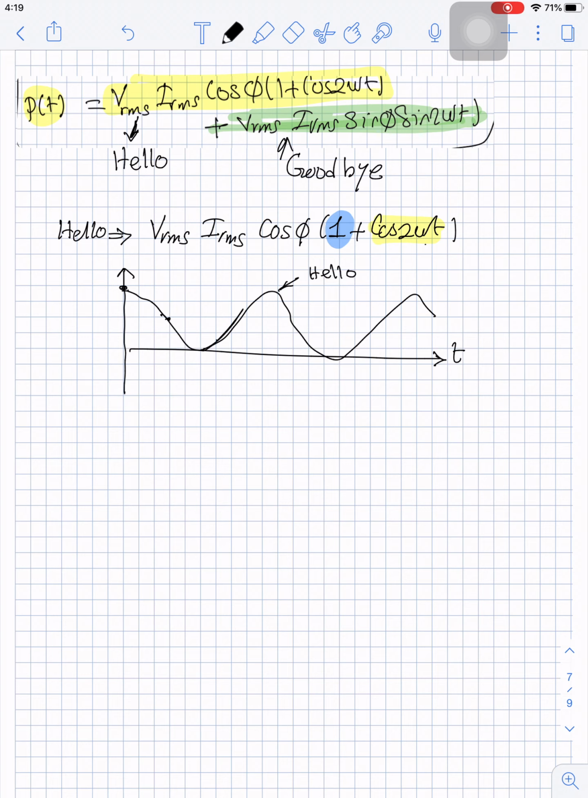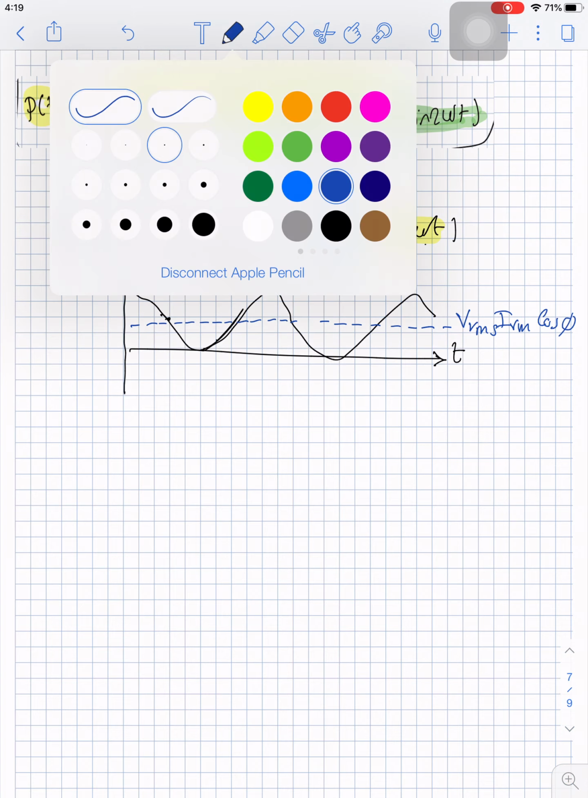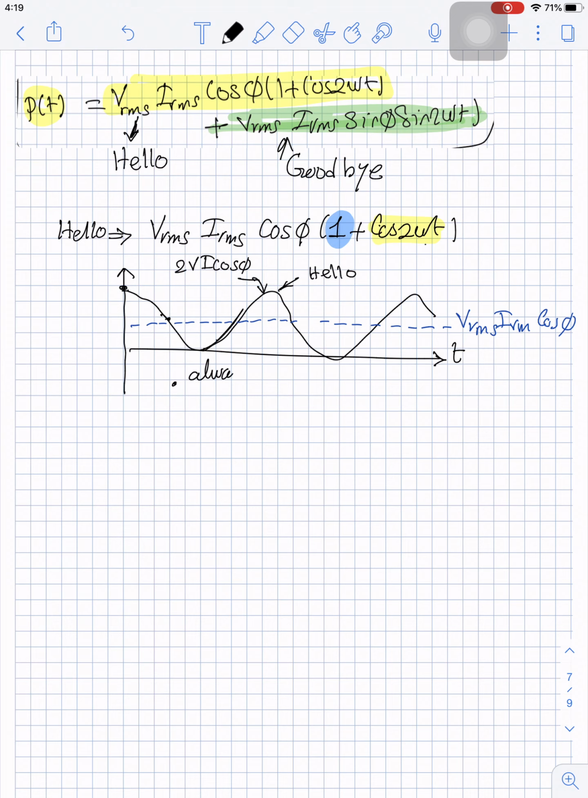This is hello versus time, and the peak here is 2 VRMS IRMS cos phi. And this datum is shifted by 1 multiplied by VRMS IRMS, so the datum is at VRMS IRMS cos phi. So what can you tell about the hello function? The hello function is always positive. It's larger than 0. It is a cos function with 2 omega frequency.